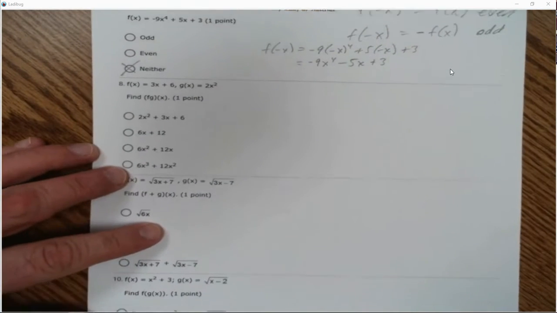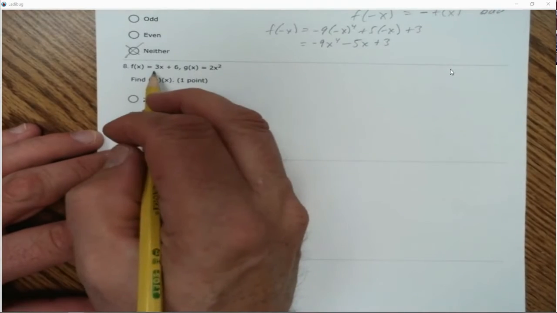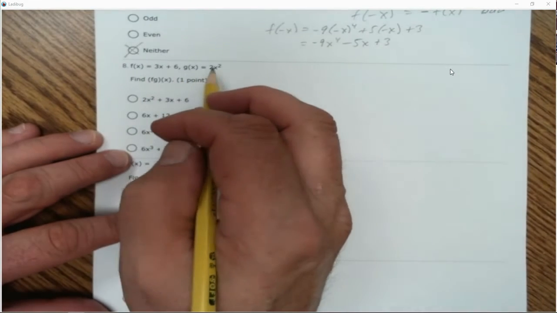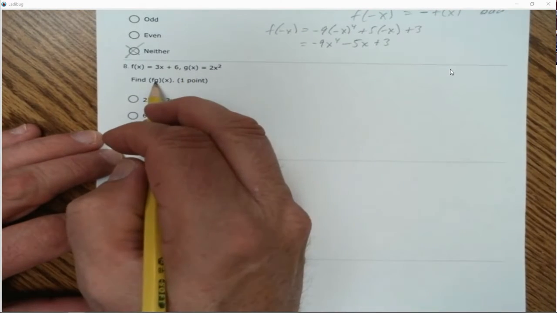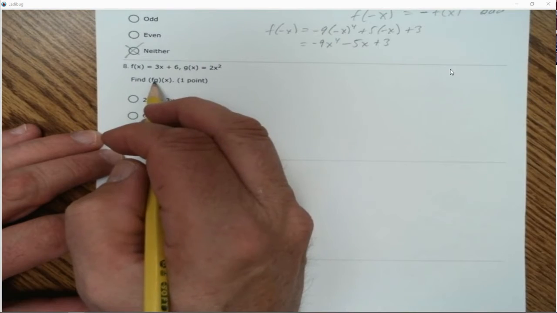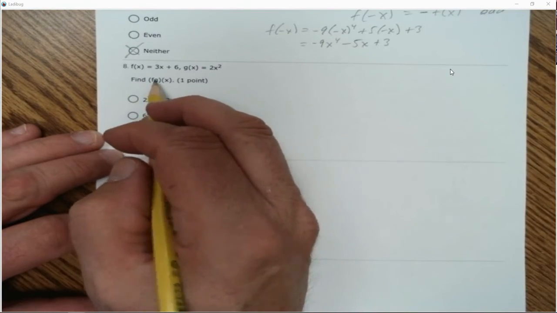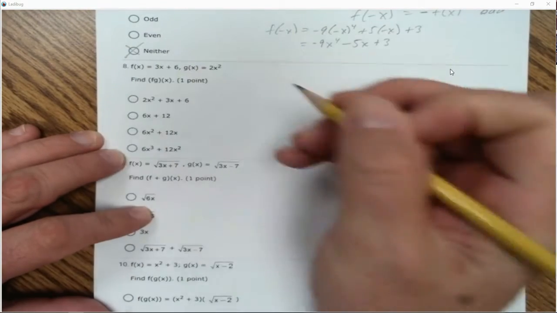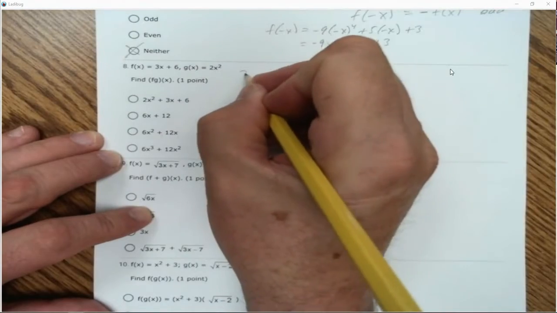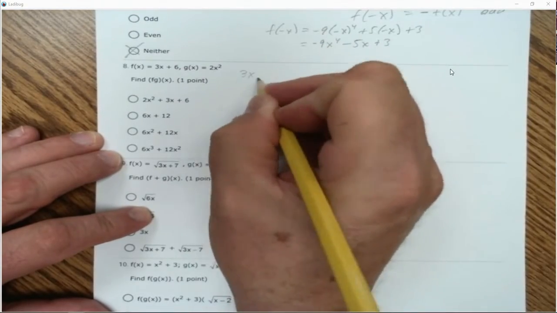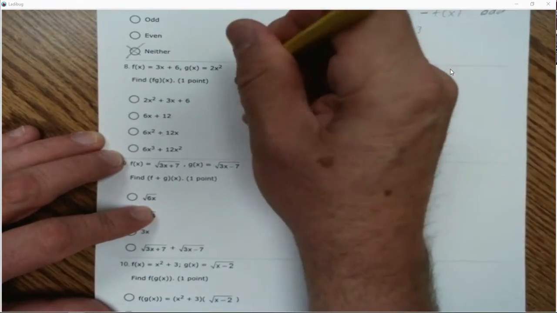All right, let's see what we need here. F of x equals 3x plus 6. G of x is 2x squared. And then we have to find fg of x. When they're together like that, fg, and then parentheses, that means you're multiplying f times g, right? Just like if we had 3x, that means 3 times x, right? So fg, multiply them together.